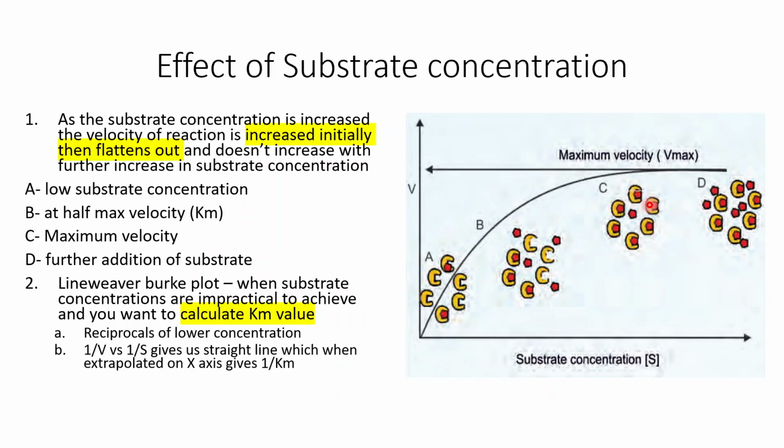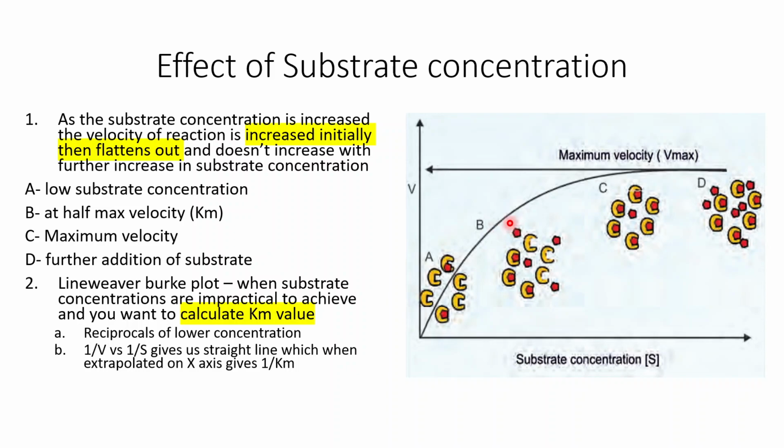These C-shaped yellow ones are the enzymes, and these red dots are the substrate. Now all the enzymes are saturated, which means none of the enzymes are free. So the reaction is at its maximum capacity, maximum velocity. This is at position C. Now if you look at position B, it is half of the maximum velocity. So position B is the substrate concentration at half the maximum velocity.